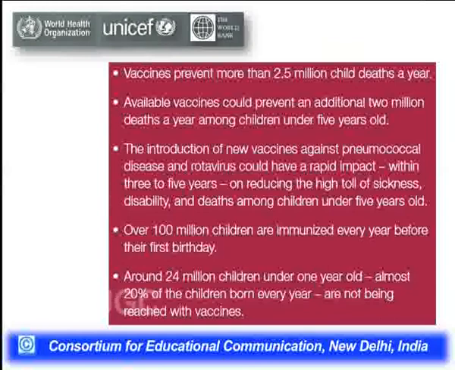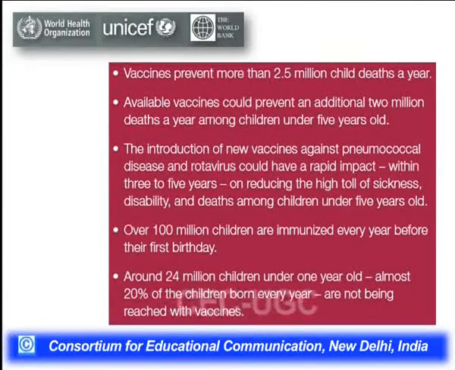Now, if we see the reports from the WHO and UNICEF, vaccines prevent about 2.5 million child deaths every year. The available vaccines can prevent an additional 2 million deaths a year among children under the age of 5. Over 100 million children are immunized every year before their first birthday. Around 24 million children under 1 year old, almost 20% of the children born every year, are not being reached with the vaccine. So that's one of the disadvantages we have to improve upon: how we can reach children of different ages with these vaccines which are available.